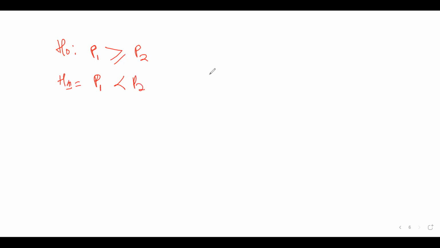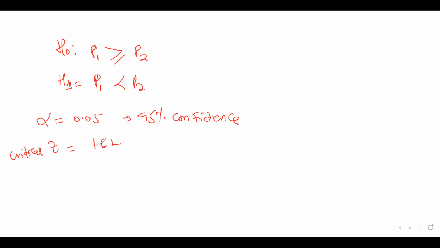Now, here, the question says that the alpha is 0.05, which means that we are testing at 95% confidence. If we are testing at 95% confidence, it means that the critical Z will be equal to 1.645. So let's draw our curve.